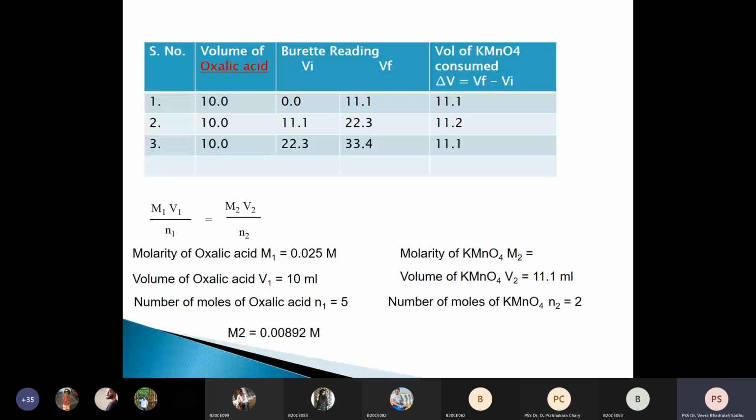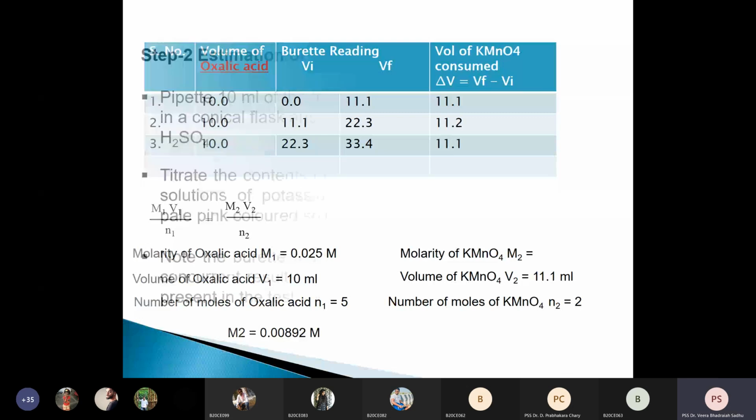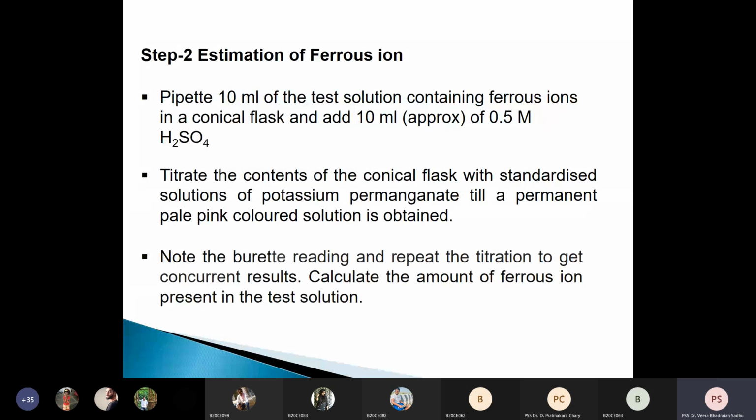Now in the second step, you estimate the amount of ferrous ions. Now you don't need any oxalic acid. You take your sample solution, the sample solution containing ferrous ions, and pipette out 10 ml in a conical flask and add a few mLs of diluted sulfuric acid. But in this case, you don't need any heating.